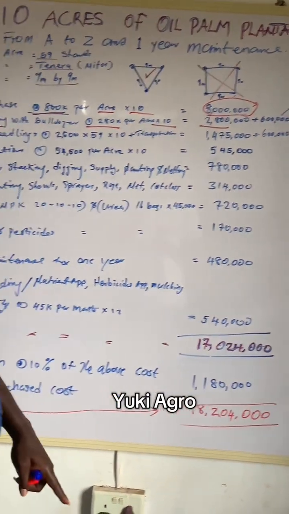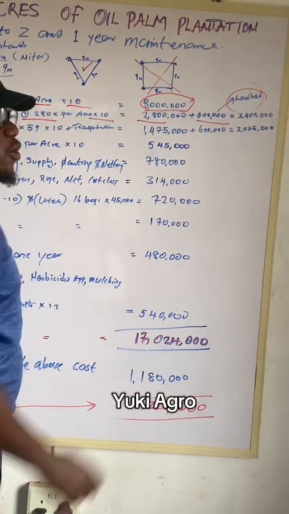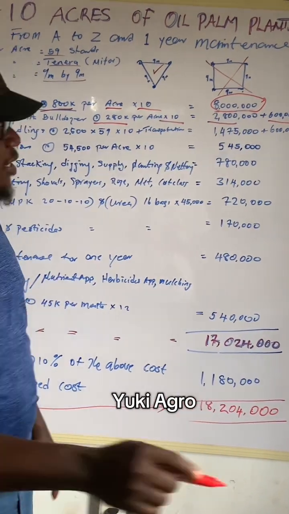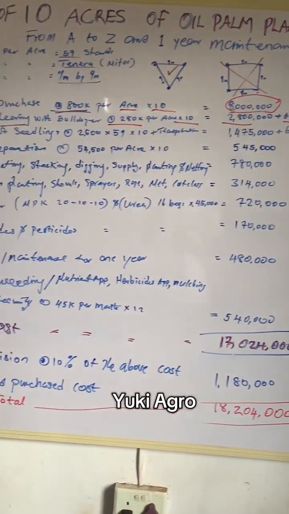Before a bulldozer can get to your farm, you will surely pay 600,000 for low bed, all right? For low bed to bring that bulldozer to your farm. In total, you are looking at 3.4 million, okay, for clearing that 10 acres.